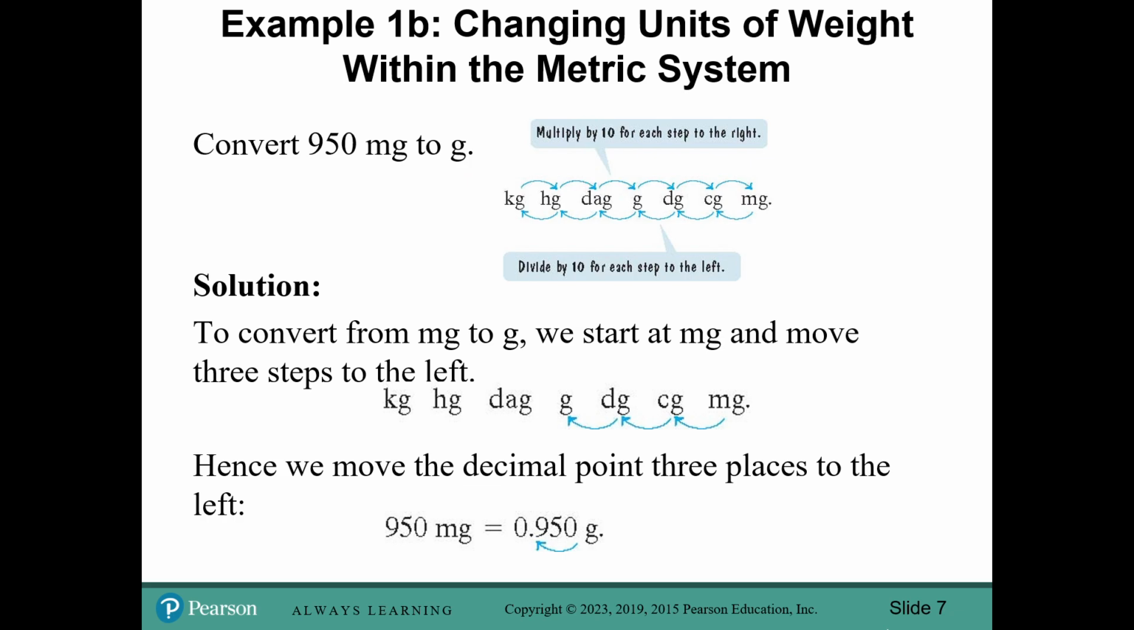We change them in the same manner we've changed them in the past by just moving the decimal place. So if I wanted to convert 950 milligrams to grams, then all I would need to do is start at the milligram and move 3 places to the left to get to grams. So if I'm moving 3 places to the left, the decimal should come in front of the 9 now. So as you can see, 950 milligrams is the same as 0.95 grams.